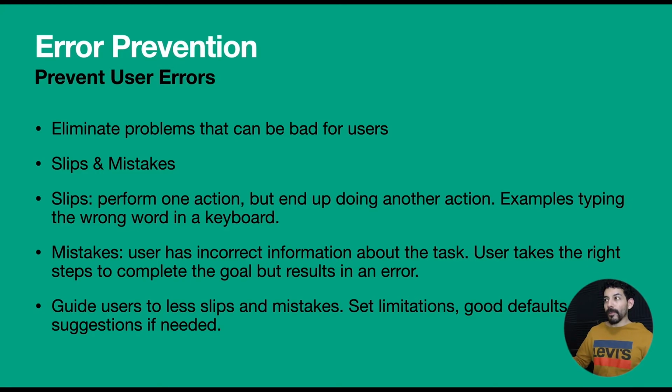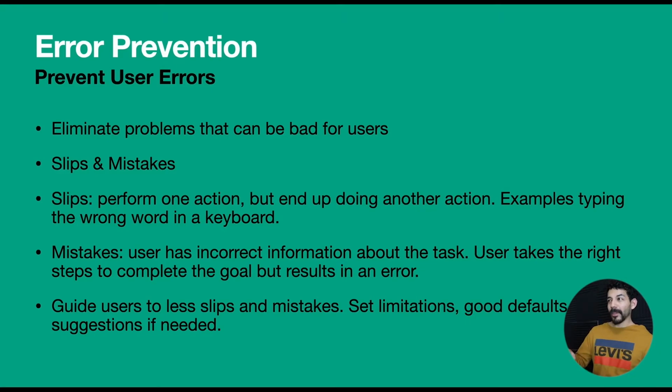So the next one is error prevention. You want to prevent users from errors. So you want to eliminate problems that can be bad for users. So here in the NN Group, there are two types of errors, slips and mistakes. Slips are when a user intends one action, but then they end up doing another action.